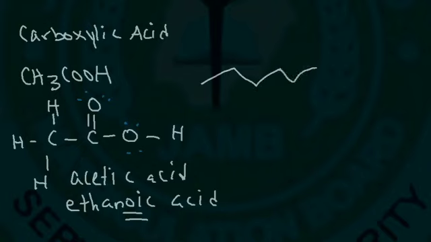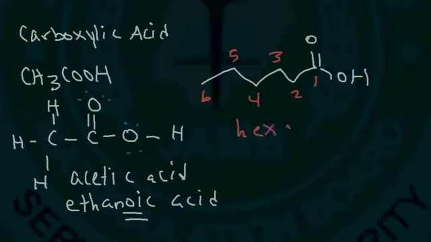So let's say if you have this carboxylic acid in line structure, this is how it looks like. How would you name it? So first, identify how many carbons are in the parent chain. There are 6 carbons. So 6 carbons represent hexane. So this is called hexanoic acid.